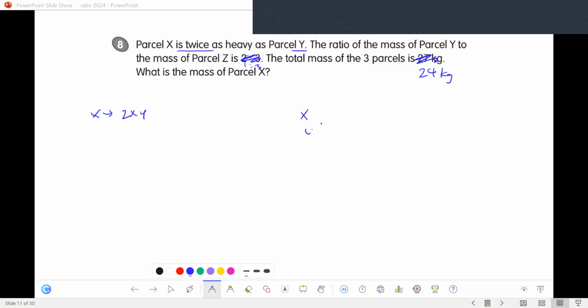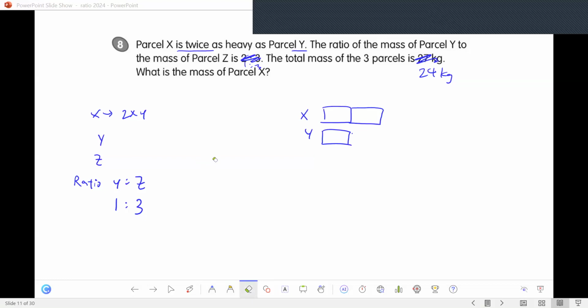So I have x and y. I still have 2 units of x, 1 unit of y, correct? X, y, and z. Then the ratio of y to z is 1:3. Is that correct? I would say this question is considered easier, because z is how many units? 3. This question is quite simple, because later we talk about why, okay? Then it says the total mass of 3 parcels is 24.